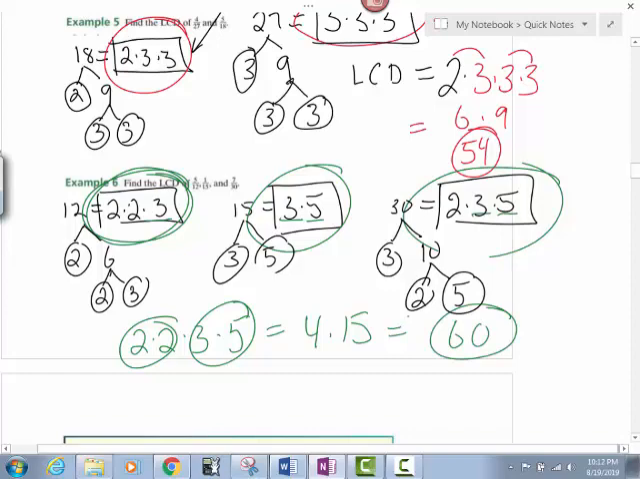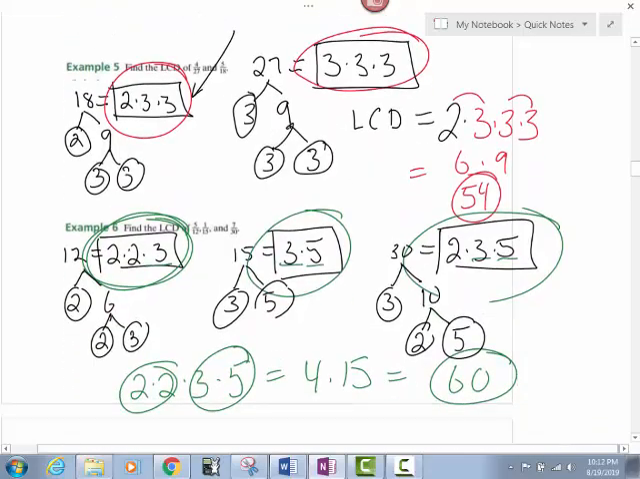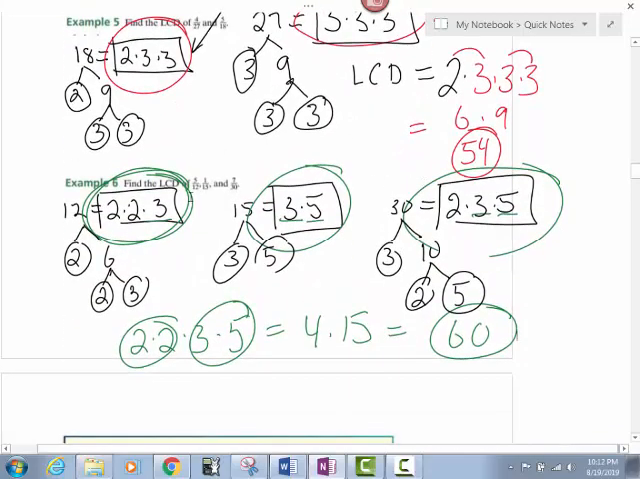Okay. So again, my first recommendation is if I can use my chart when my numbers are small enough, I'll do that. And I want to show you, even in this problem here, you know, I had 12, 15, and 30.